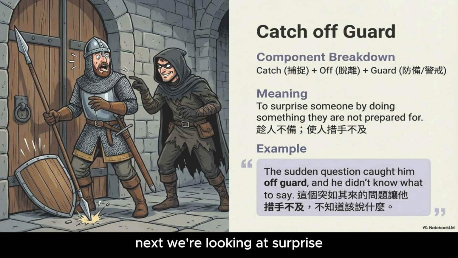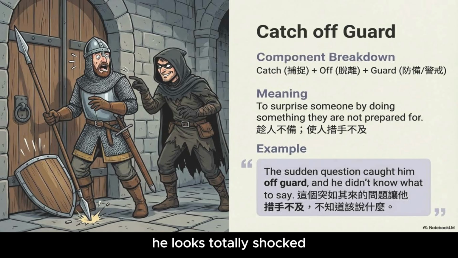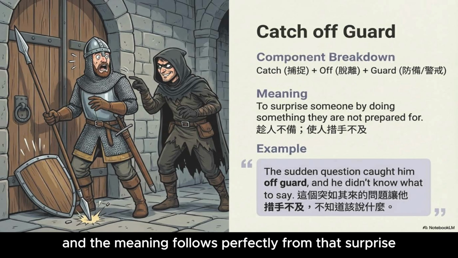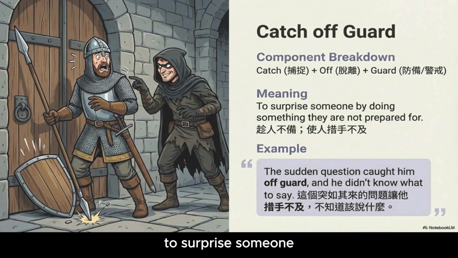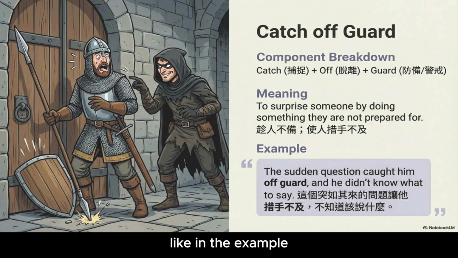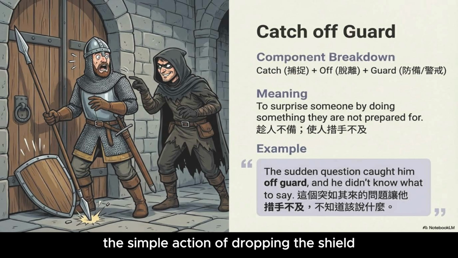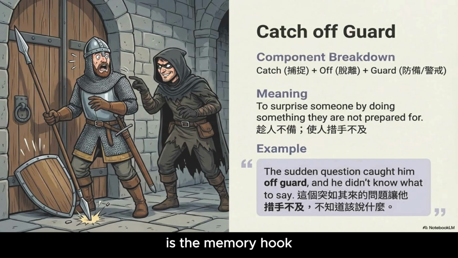Next, we're looking at surprise. Idiom 8, catch off guard. The visual for this one is dynamic. It's a medieval guard in full armor, but he's dropped his shield and a shadowy figure has just appeared in front of him. He looks totally shocked. And the meaning follows perfectly from that surprise: to surprise someone by doing something they are not prepared for. Like in the example, the sudden question caught him off guard and he didn't know what to say. The simple action of dropping the shield is the memory hook.